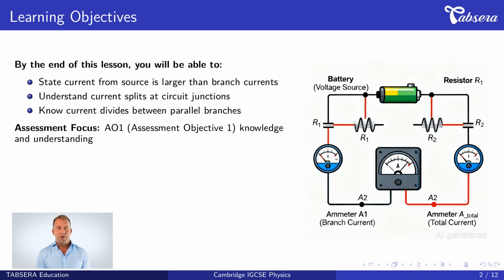Third, know that current divides between parallel branches according to their resistance. These objectives align with Assessment Objective 1, which focuses on scientific knowledge and understanding. Each objective builds your foundation for understanding electrical circuits.